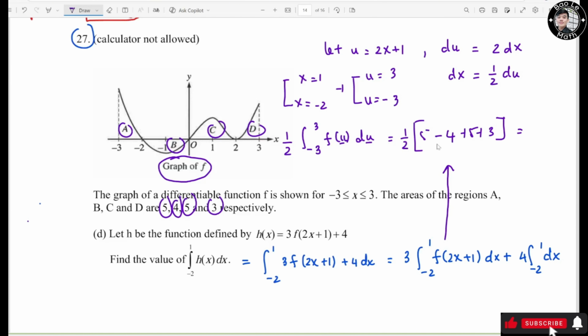So, the answer is 9/2. I substitute 9/2 over here, so it could be 3 times 9/2, right? Plus 4s evaluated from -2 to 1, right? So it could be 27/2 plus 4 times 1 plus 2, right? So the final answer should be 51/2.